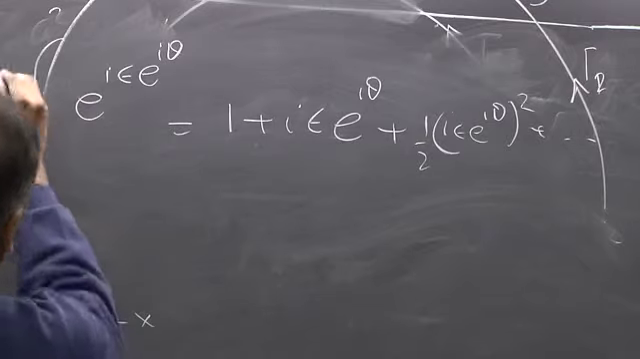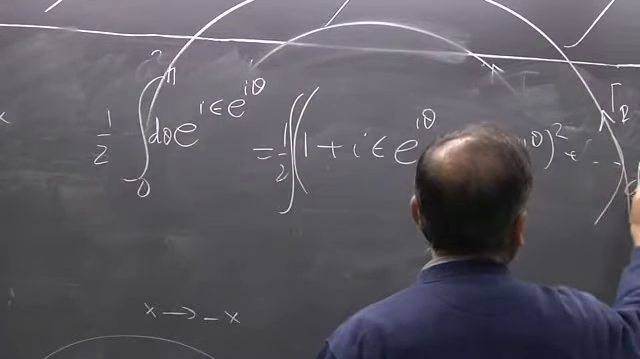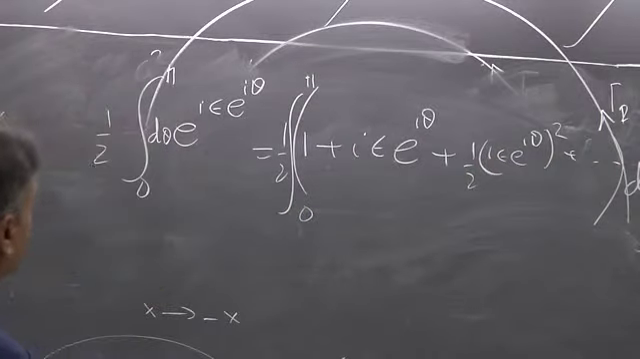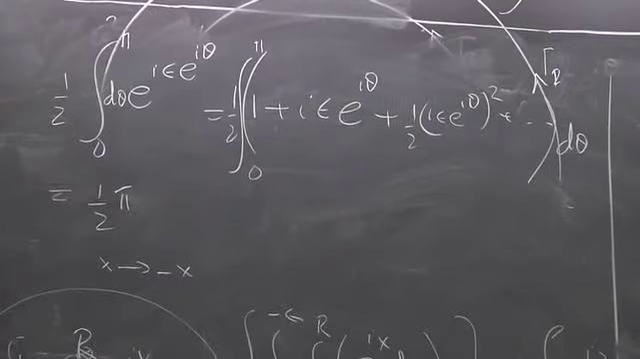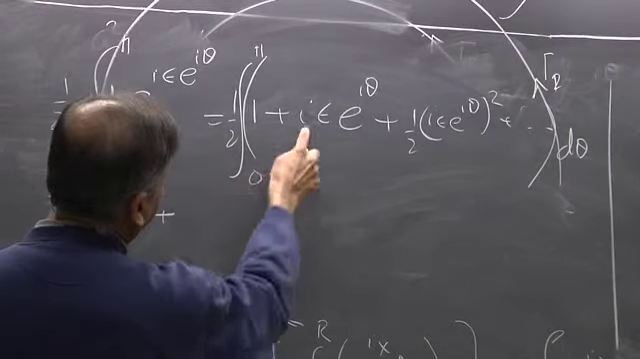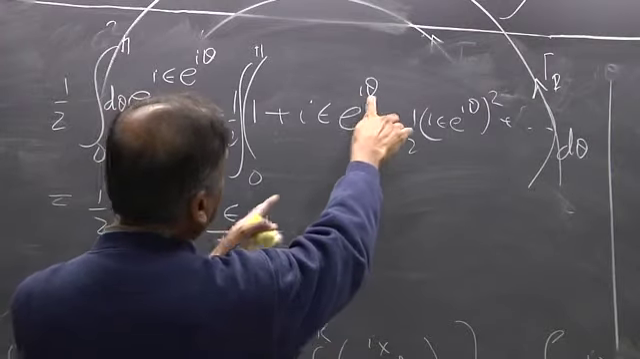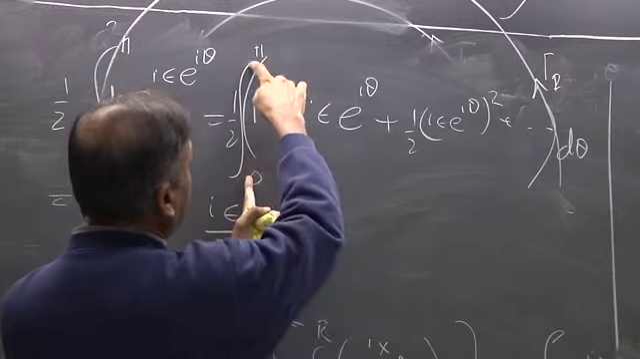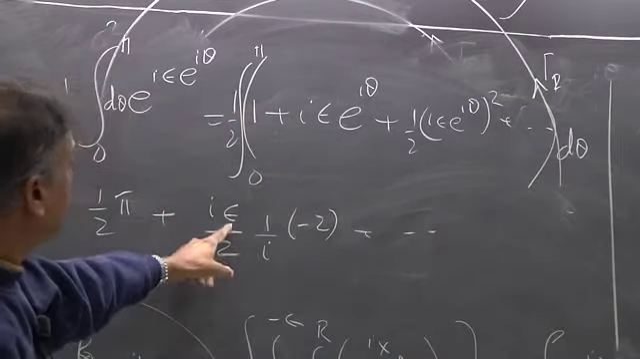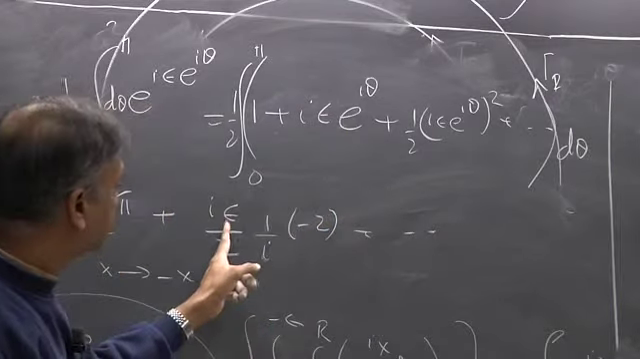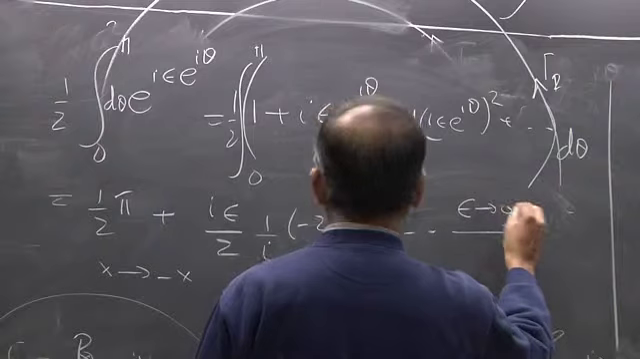So I have to integrate 1/2 d theta from 0 to pi. The first term gives me 1/2 times the integral of d theta, which is simply pi. The second term is i epsilon divided by 2, and that integral gives me 1 over i times e to the i theta evaluated between pi and 0, which is -1 minus 1, so it's -2, and so on. You can keep doing it, but the point is that in the epsilon goes to 0 limit, these all vanish. This is first order in epsilon, this is epsilon squared, all these things vanish, and what you're left with in the epsilon goes to 0 limit is simply pi by 2.